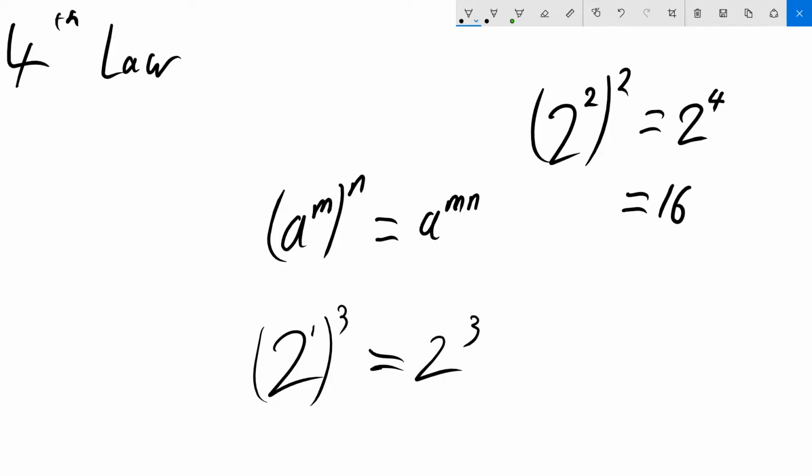Let's work out what 2 to the 2 is. 2 to the 2 is 4. So we're saying that 4 squared is the same as 16. Is 4 squared equal to 16? Yes, it is. 4 times 4 is 16.